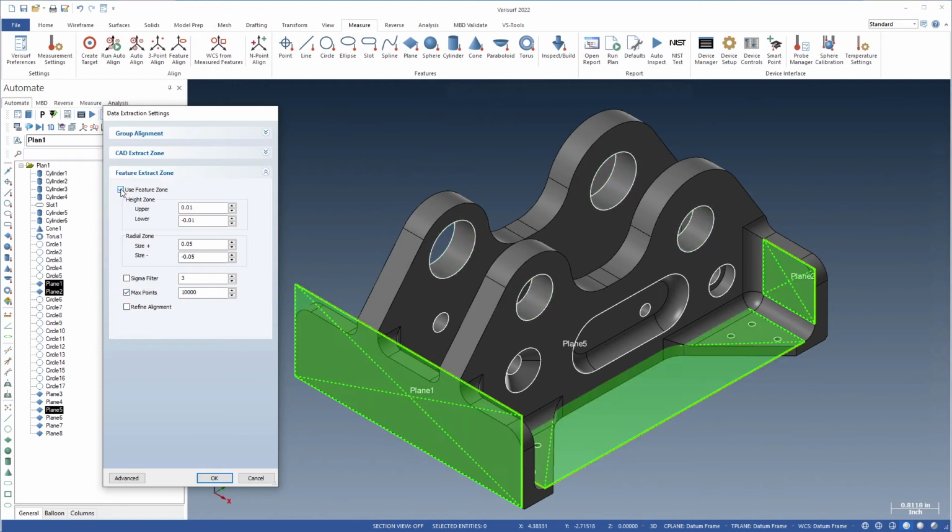The intuitive extraction zone display improves feature extraction accuracy by taking the guesswork out of creating extraction zone boundaries, providing more confidence in the results. Accuracy is further enhanced through sigma filtering to enable outlier rejection at various levels of statistical certainty.